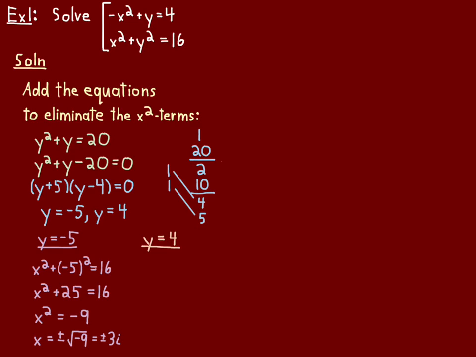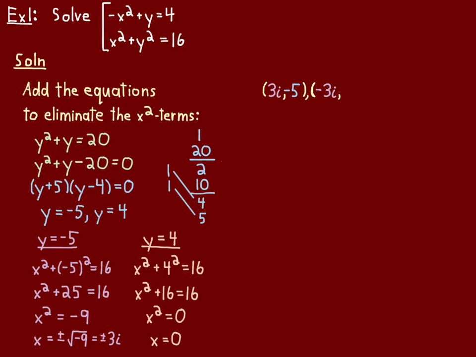The y equals 4 in the same equation gives me x squared plus 4 squared equals 16, which becomes x squared plus 16 equals 16, or x squared equals 0, which means x equals 0. So I only got one answer from y equals 4. So I would write those out as coordinates: 3i, negative 5, and then negative 3i, negative 5, and then 0, 4.